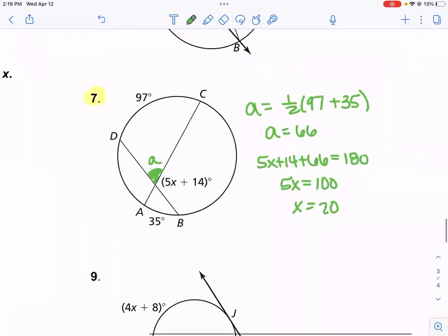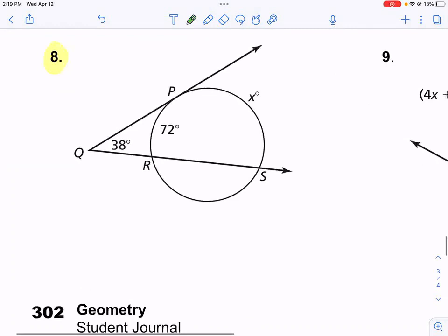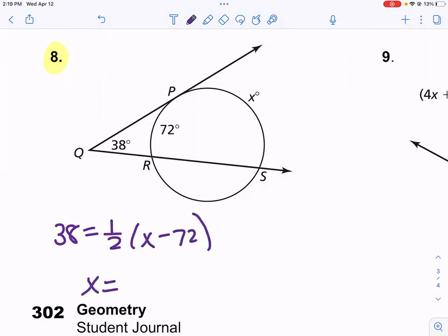Oh, 228. Okay, let's look at number 8. Colton, how did you set up number 8? 38 equals 1/2, and then in parentheses, X minus 72. Okay, so what'd you get for X? 148. We agree? Yes. Okay.